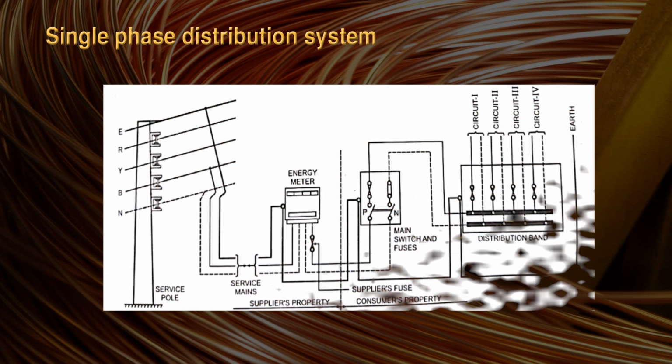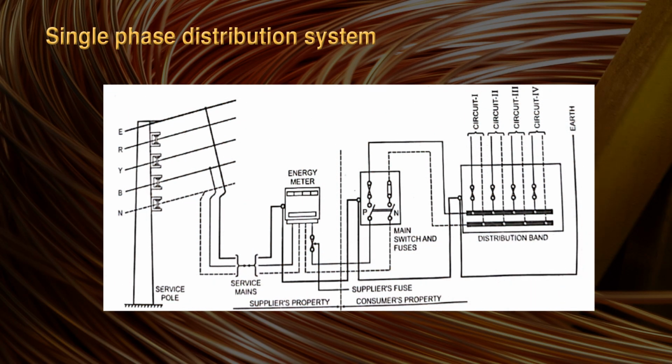Now we have to understand what the single phase distribution system is. Here you can see in this particular diagram, the vertical dotted line is dividing this whole figure into two parts. On the left hand side is the supplier property, and on the right hand side it is basically called the consumer property.